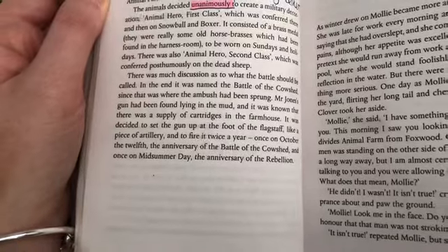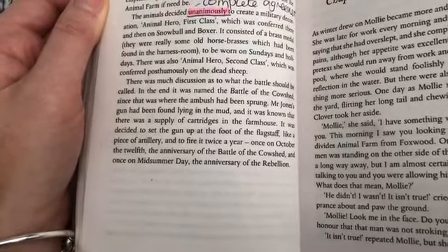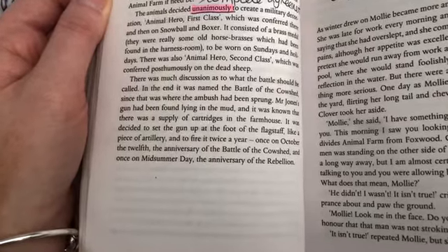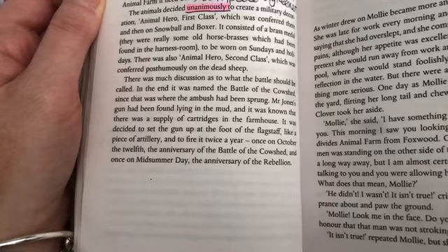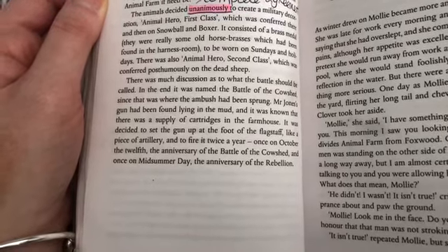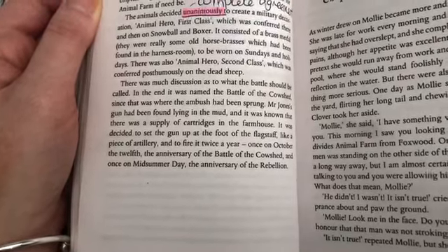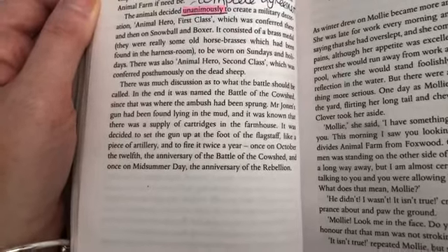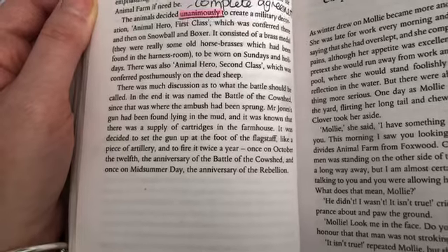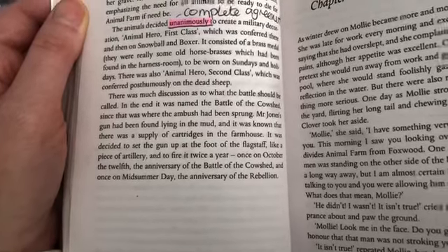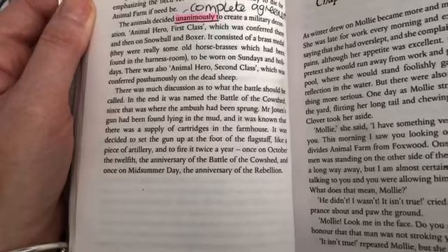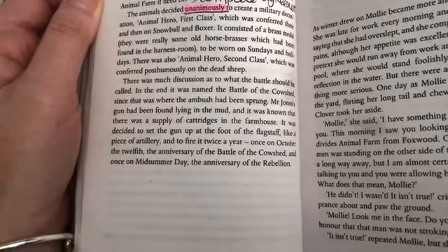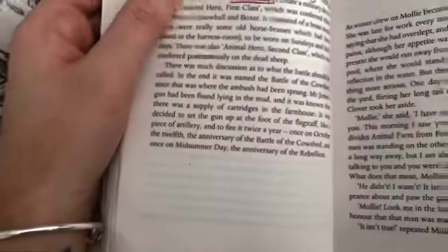There was much discussion as to what the battle should be called. In the end, it was named the Battle of the Cowshed, since that was where the ambush had been sprung. Mr. Jones's gun had been found lying in the mud, and it was known that there was a supply of cartridges in the farmhouse. It was decided to set the gun up at the foot of the flagstaff, like a piece of artillery, and to fire it twice a year. Once on October the 12th, the anniversary of the Battle of the Cowshed, and once on Midsummer Day, the anniversary of the rebellion.